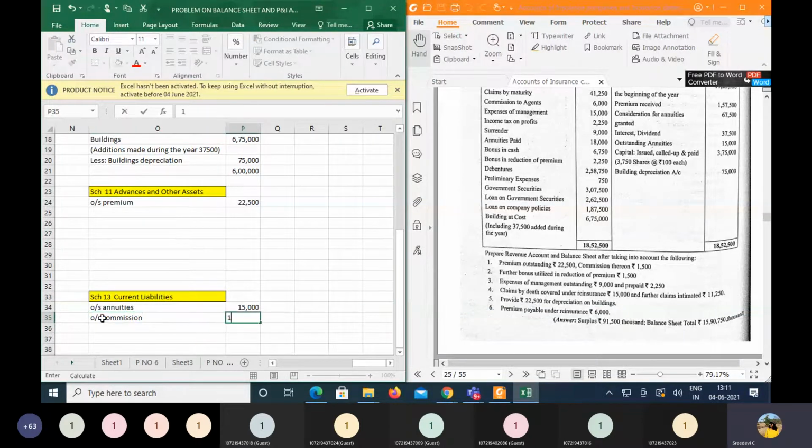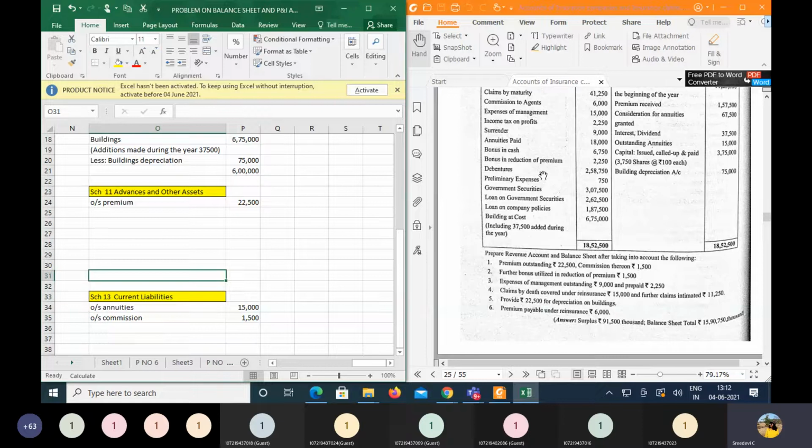The amount here is 1,500. Then next we have further bonus utilized in reduction of the premium. Whenever the bonus in reduction of the premium is given in the trial balance, we directly show it under what? Expenses, that is schedule number 4. But if it is given as an adjustment, and it is always to be named as further bonus, that means apart from the bonus in reduction of the premium, whatever is being given above, in addition to that, there is still further to be adjusted against the same.